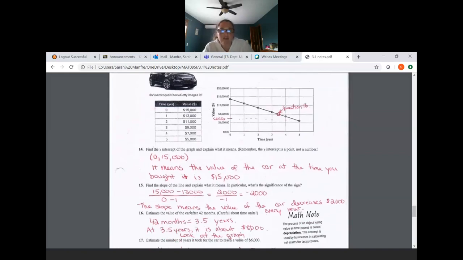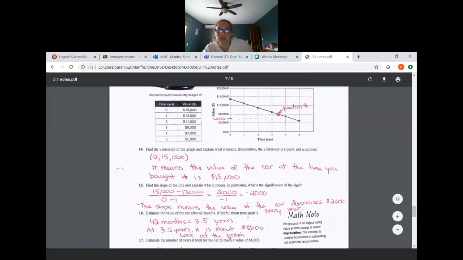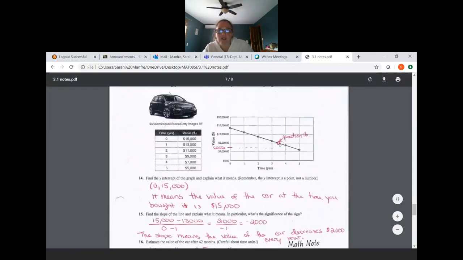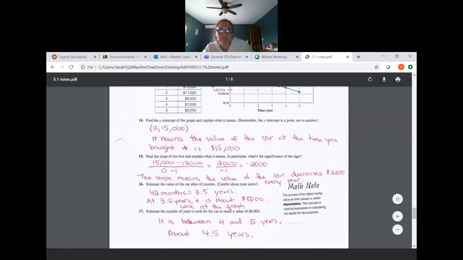Estimate the value of the car after 42 months. Well, first thing, this is in months, right? The time is in years. So in order to do this question, we need to convert 42 months into years. So there's 12 months in a year. 42 divided by 12 gives me 3.5. And if you go up to the graph at 3.5, you come right about here, which is about $8,000. So you can see that's why I did the circle there.